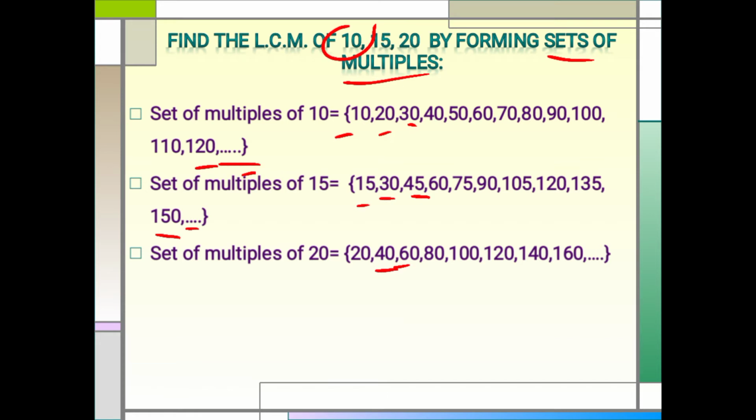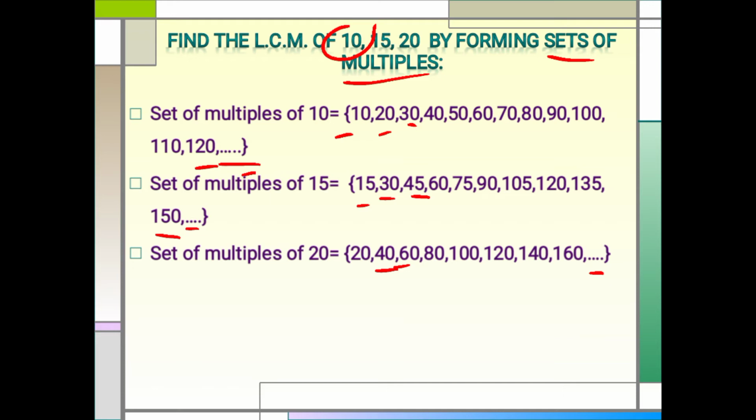Okay, students, these dots are a must. Why is this a must? Because this set of multiples is a continuous set. You will never end it, you can't end it, meaning you cannot say this is the last multiple of the given number. That's why you will write "so on", and it is a must.